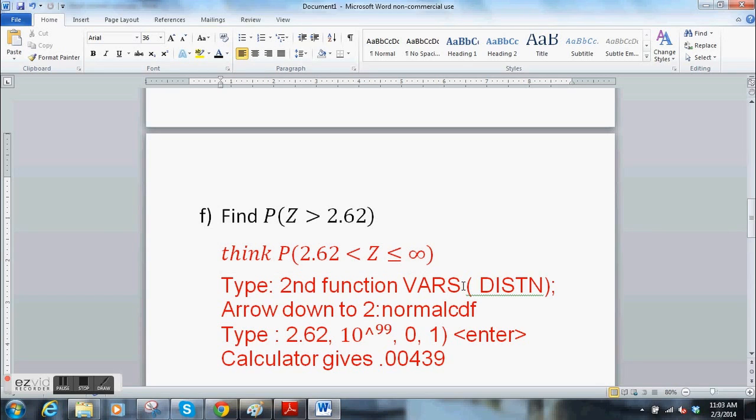So you type second function variables. So again, you're going to distribution. Second function variables. Then you arrow over or down to normal CDF. Hit enter. Now we're typing in the lower bound, which is 2.62, upper bound, which is 10 raised to the 99. That's positive, so we don't need to say -1 times it. The mean, which is 0, and the standard deviation, which is 1. Close the parentheses here, and then hit enter, and your calculator gives you this.